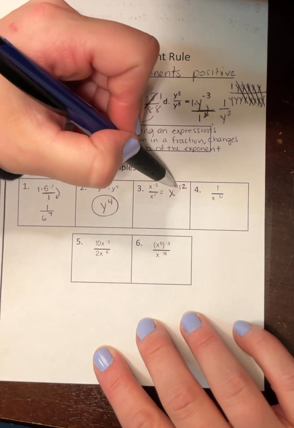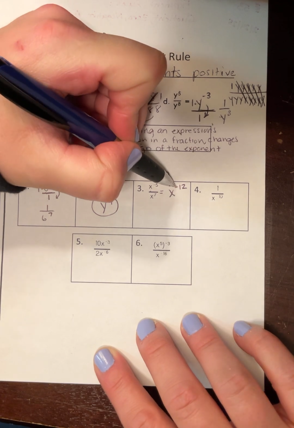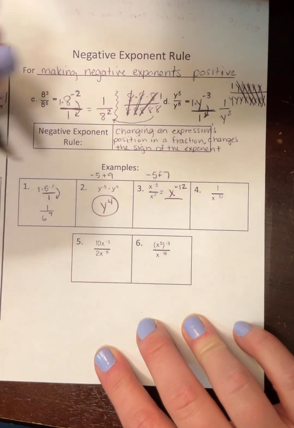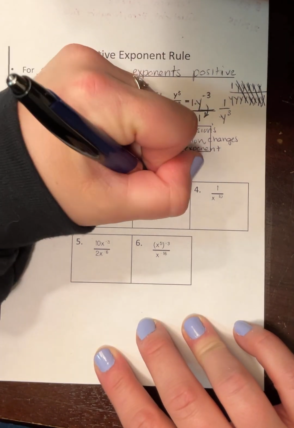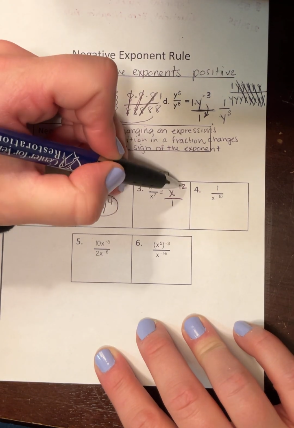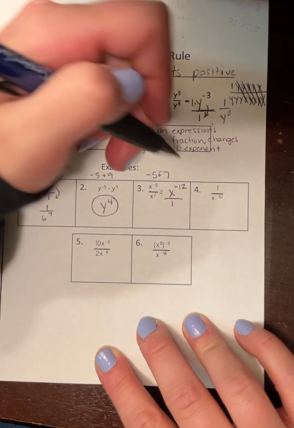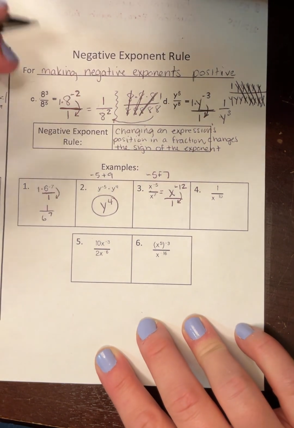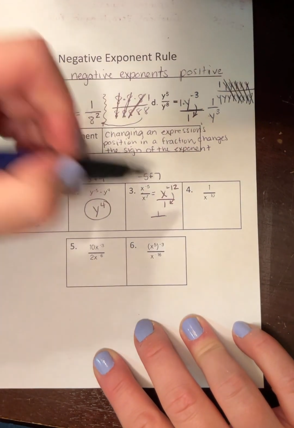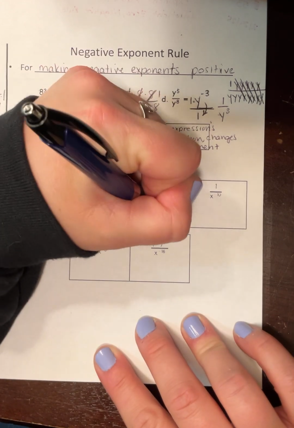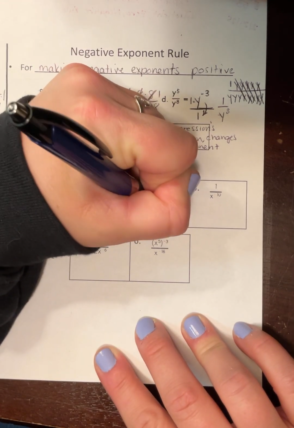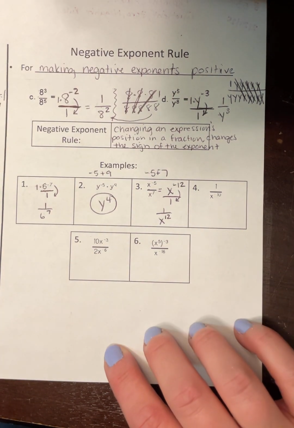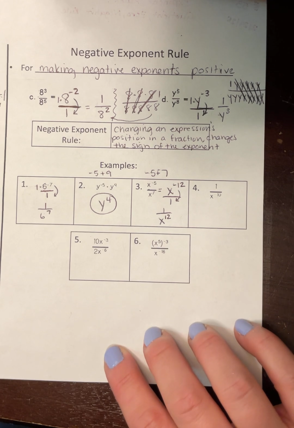But again, if I want to take a negative exponent and make it positive, I'm going to make a fraction. And I'm going to move the thing with the negative exponent to the other side of the fraction bar. So I've got x to the negative 12th on top. I'm going to move it to the bottom. The 1 will be on top, and x to the negative 12th will come to the bottom, but the whole act of going to the bottom changes it to a positive.